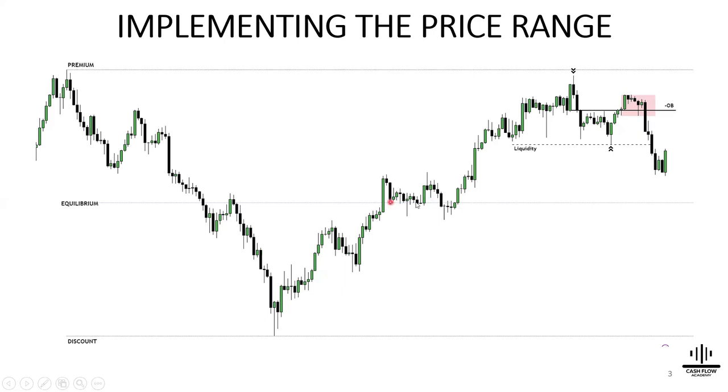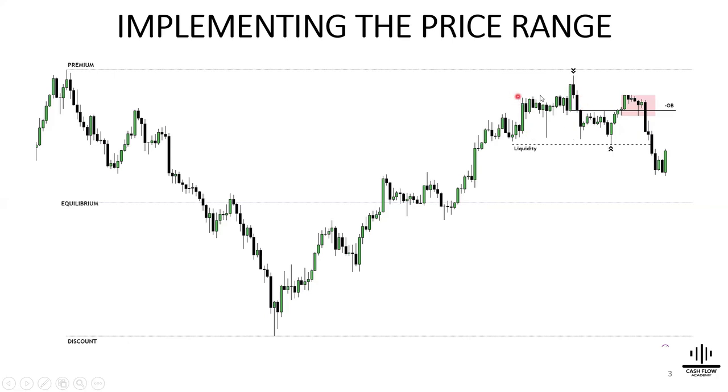Equilibrium tends to serve as a magnet for price, like I've always been saying. You can see how price stalled at this point. This is fair value, neither expensive nor cheap. Now price ran into premium. And then look at what happened. Price began to break down. Now once price breaks down, it has broken what? A low after taking out liquidity.